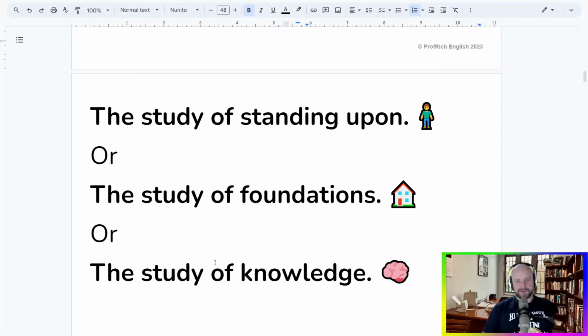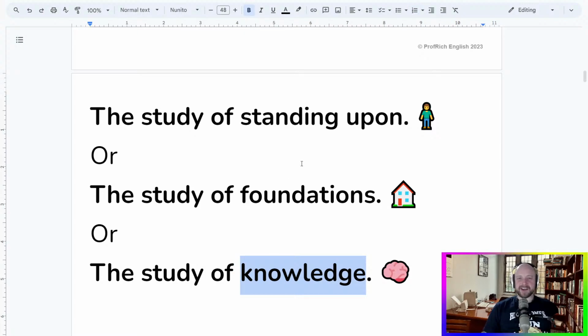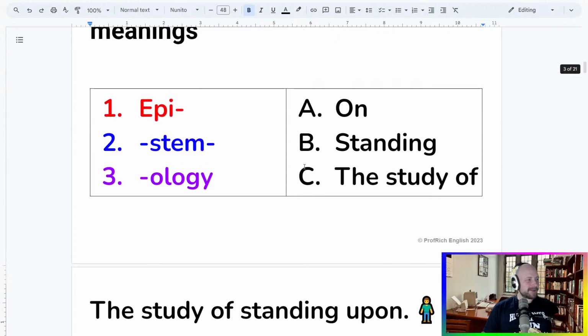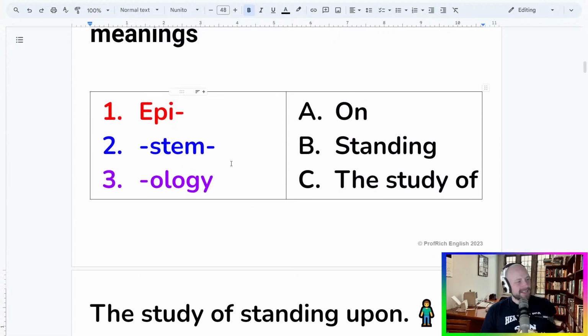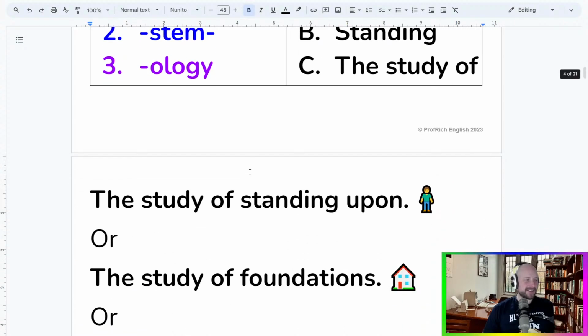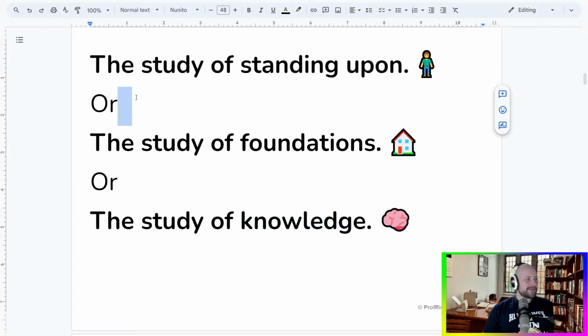It's the philosophy of knowledge. We are concerned with what is knowledge. And the Greeks called this the study of standing upon. I thought that was quite nice. Epi, on, stem, standing, and ology, the study of. Can be quite interesting to look at these little parts of words, can't it?